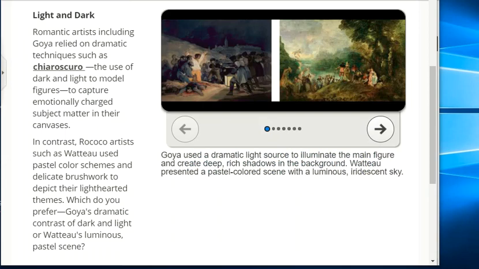Light and dark. Romantic artists, including Goya, relied on dramatic techniques such as chiaroscuro, the use of dark and light, to model figures, to capture emotionally charged subject matter in their canvases. In contrast, Rococo artists such as Watteau used pastel color schemes and delicate brushwork to depict their light-hearted themes. Which do you prefer, Goya's dramatic contrast of dark and light, or Watteau's luminous pastel scene?